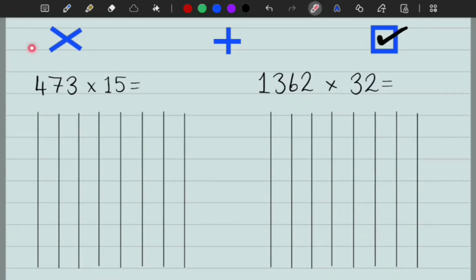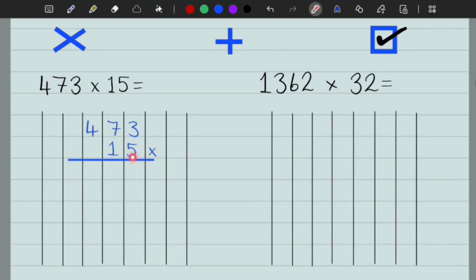So I've got up here, multiply, add, and check. Those are going to be my three main steps for answering these questions. Okay, so first we're going to look at this question here. 473 multiplied by 15. So I'm going to get that straight into my column method here. I'm always going to put the smaller number on the bottom, okay? Then I will always be starting by multiplying with the ones digit on the bottom number. I'll multiply each of these digits by that ones digit.